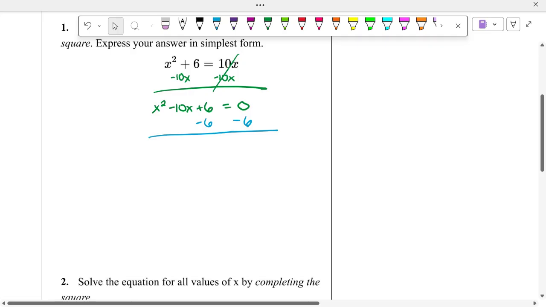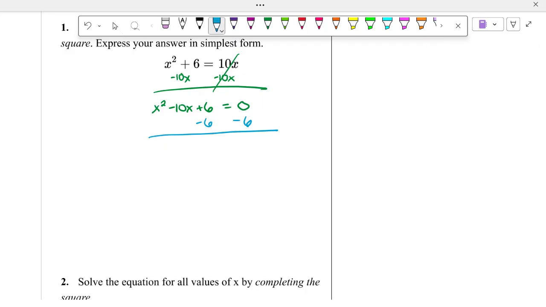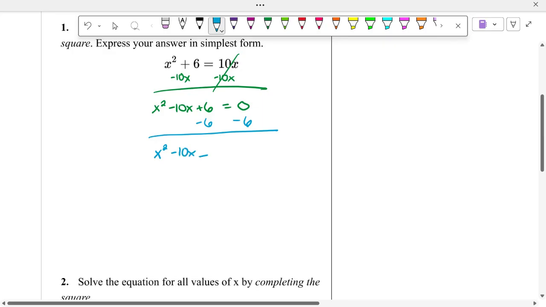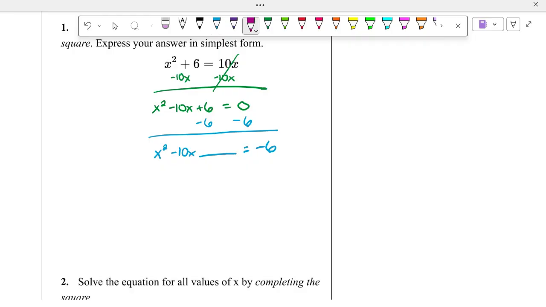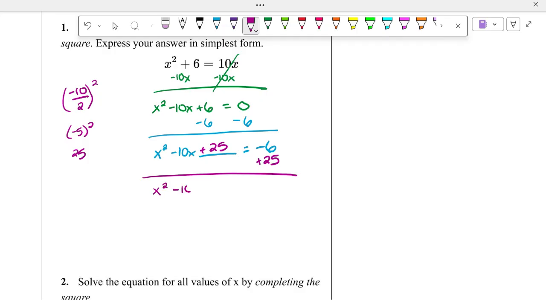So guys, I would write this off to the side, like on that blank side, so that even if you did it wrong, you have the correct notes on there, okay? So this would be x squared minus 10x, big space, is equal to negative 6. Then we do what? B over 2 squared, so negative 10 over 2 squared, so that's negative 5 squared, which is 25. So we would add 25 to both sides. This would be x squared minus 10x plus 25 is equal to 19.